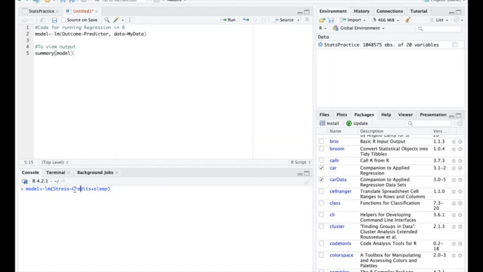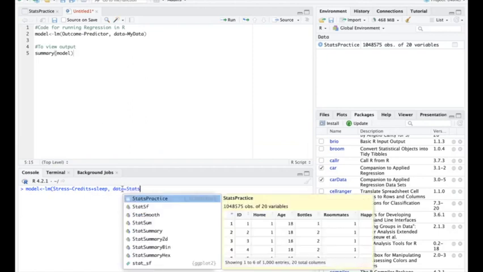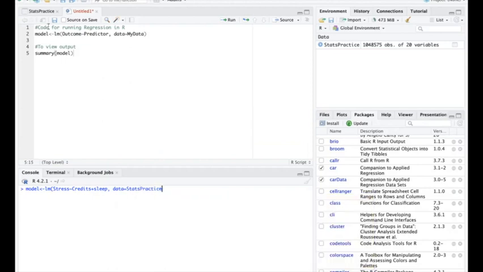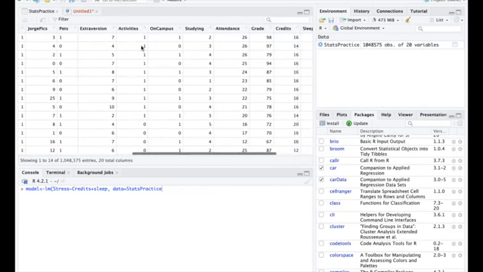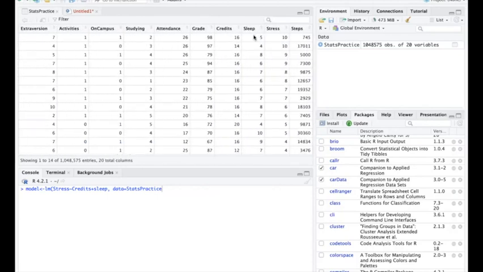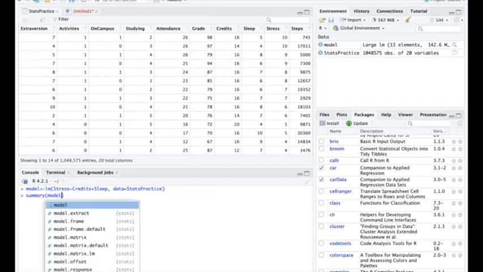Actually, that should be lowercase, so I'll need to double check whether credits is also lowercase. And then a comma, oops, no, don't close the parentheses yet. A comma, data equals, and then stats practice. So let's just double check that stress and credits were both capitalized. And we can see, yes, credits and sleep are both, actually, sleep was capitalized. Okay, so we'll enter that there. Then we can close the parentheses. Now that model is saved, so we can say summary of the model.